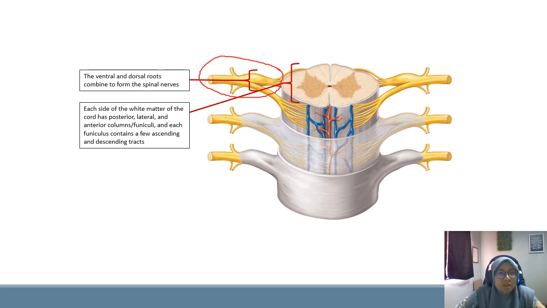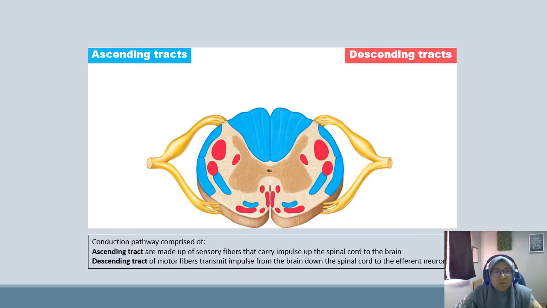Okay. Now, each side of the white matter has posterior, lateral, and anterior columns or funiculi. So each funiculus contains a few ascending and descending tracts. Now kita akan tengok what are ascending and descending tracts. Ascending tracts yang warna biru represent the blue color, while descending tracts the red color.